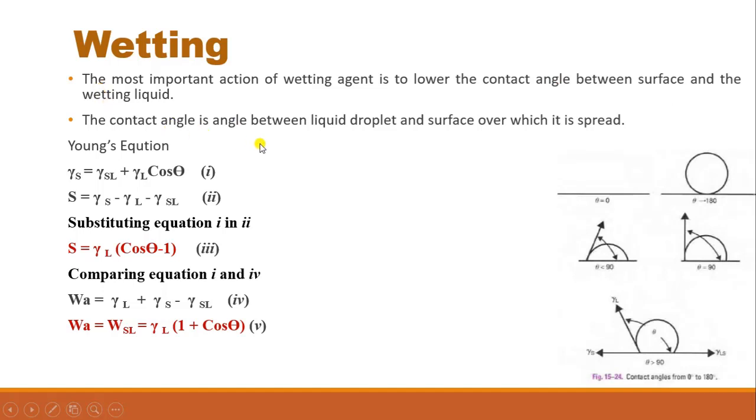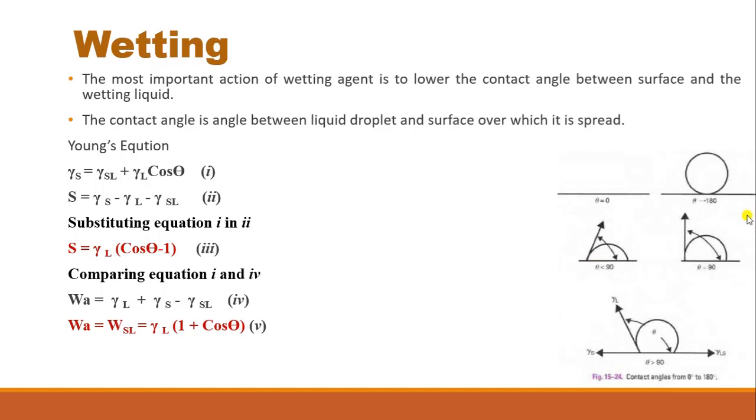The contact angle is the angle between the liquid droplet and the surface over which it is spread. As you can see in this diagram, when theta is equal to 0, it indicates that the liquid is completely spread over the surface and there is complete wetting of the solid surface with the liquid. And when theta is equal to 180, it indicates that the liquid will remain as a droplet and there is no wetting of the solid surface with the liquid. This indicates that the higher the value of theta, the less the wetting.